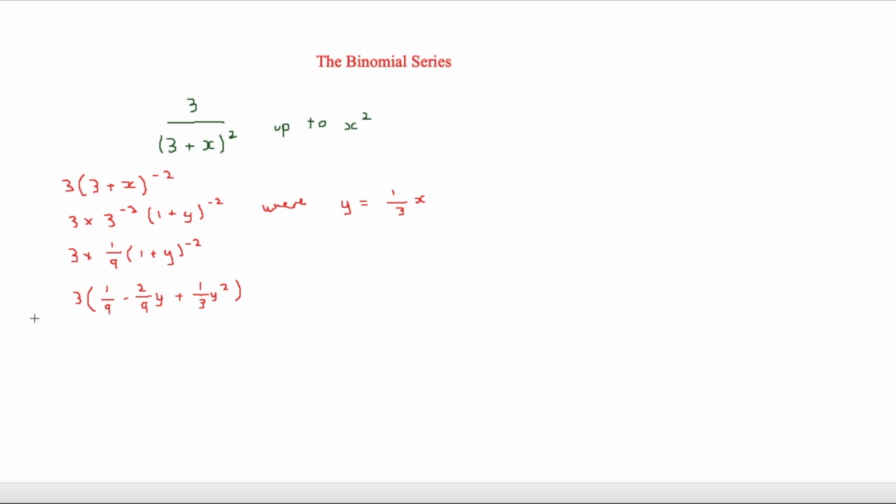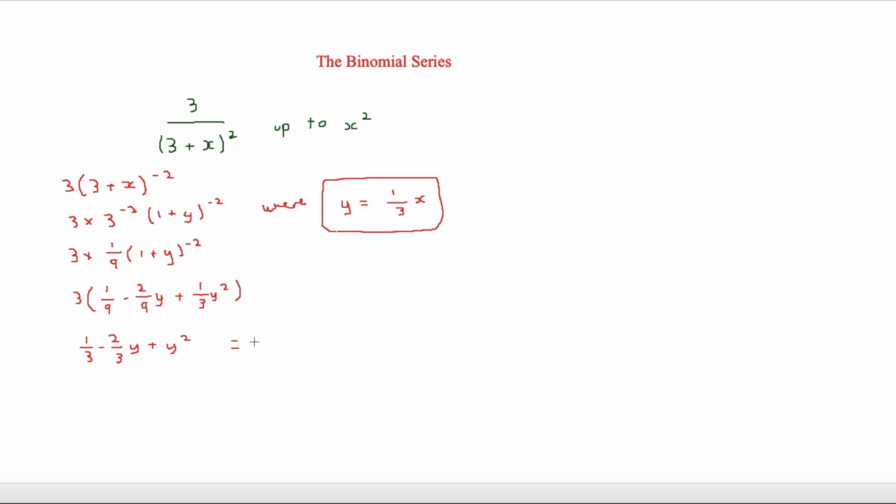Then we're just going to multiply it all through the 3, and that's going to give us 1/3 minus 2/3 y plus y squared. Now this is where we can substitute back in the x, and we've got the x here, this is why we took it out, and this is where we can put it all back in to get our final answer.